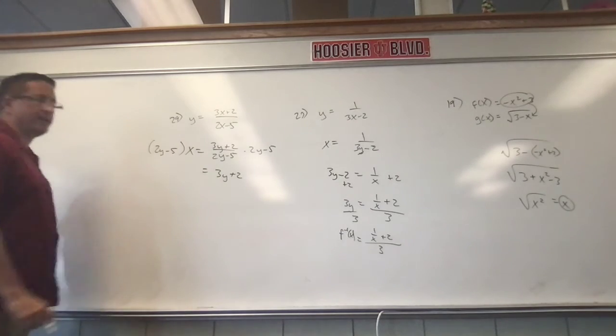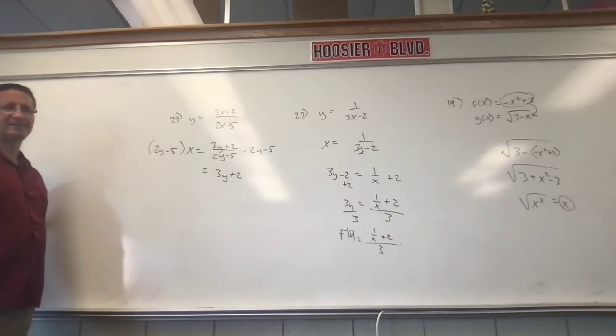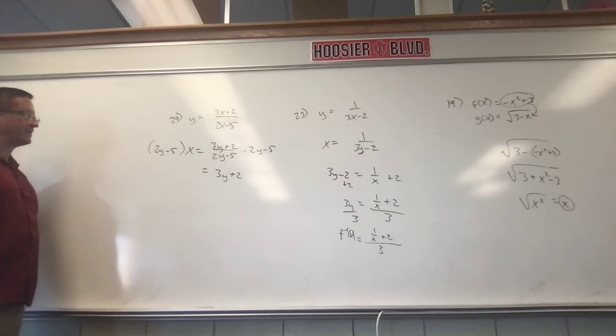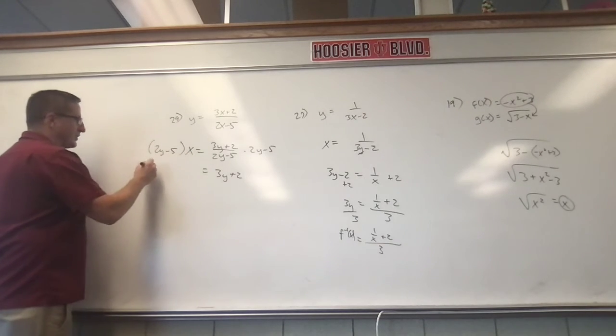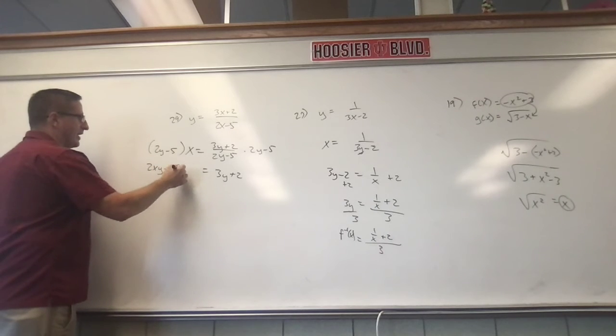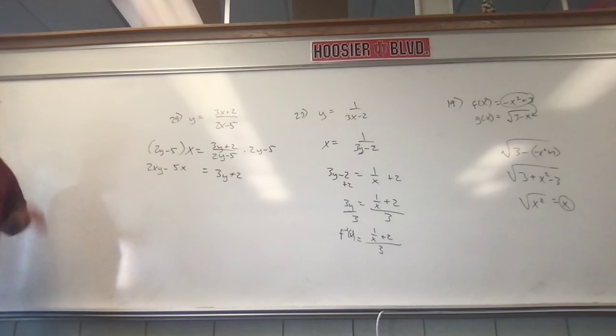And we are going to distribute. This is not that bad. It's a little, we haven't done this yet. It's going to be a little weird, but it'll be all right. Let's distribute the x. So x times 2y is 2xy minus 5 times x. We just distribute the x.